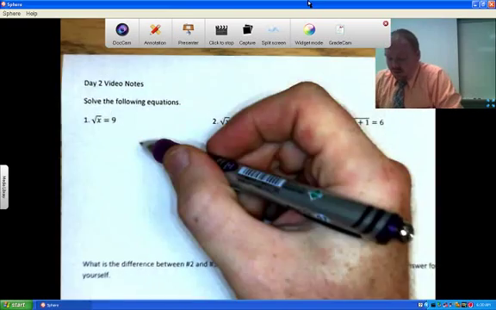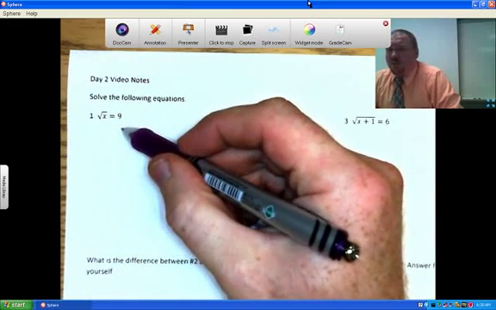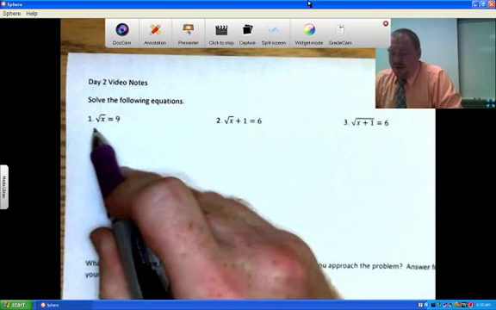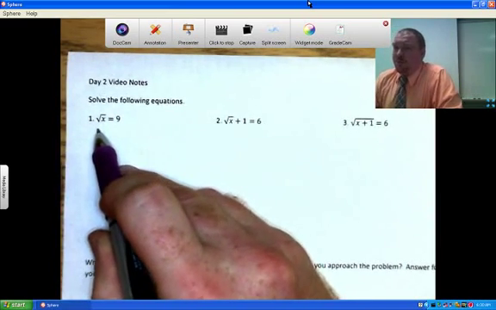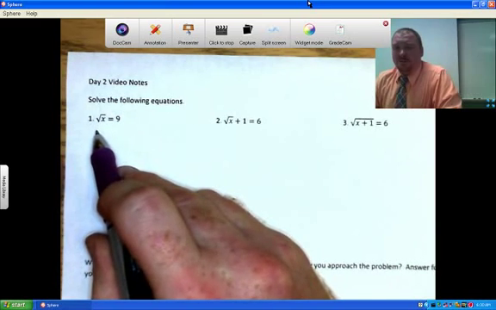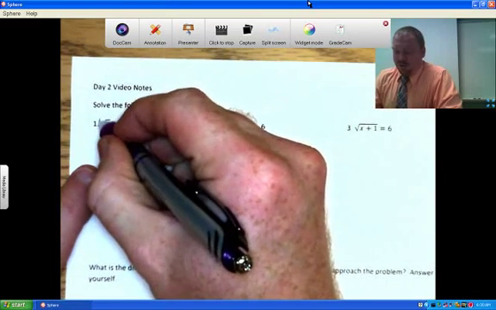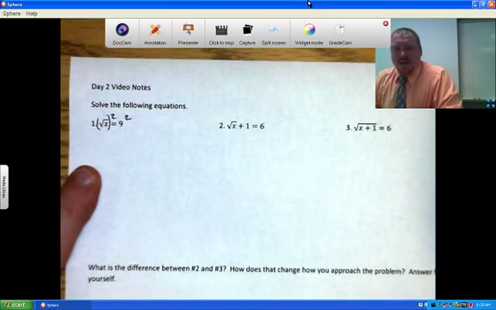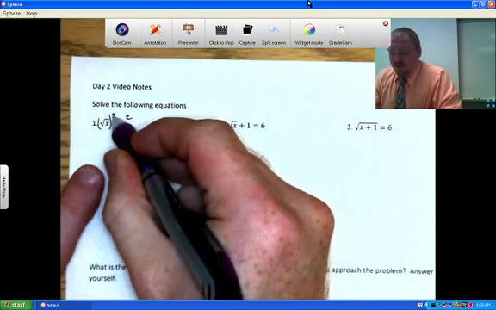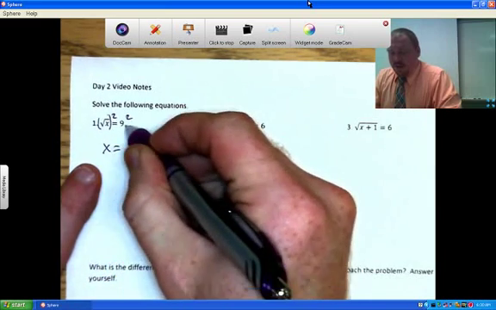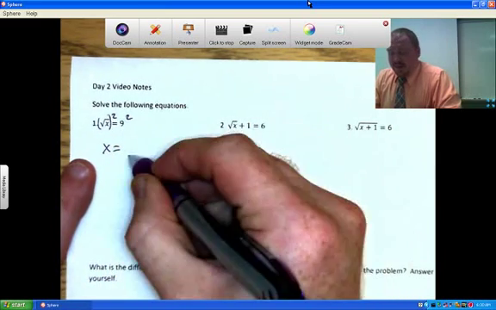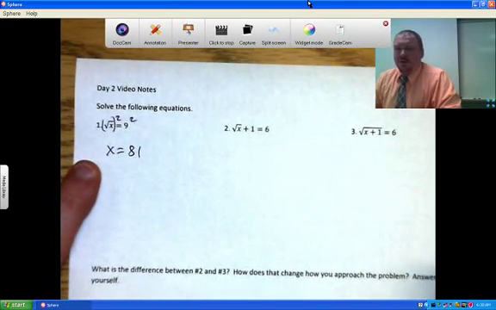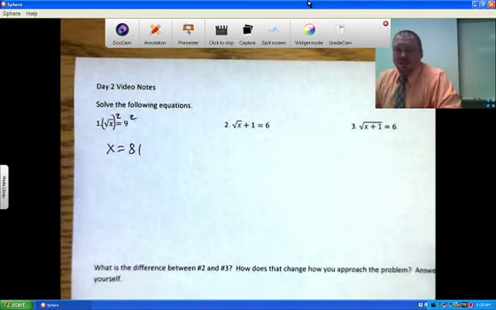In the first equation here, we have the square root of x equals 9. Well, we have to undo that square root to get the variable out from underneath it. So what we're going to do is square both sides. And in doing so, the radical goes away, and we get 9 squared, which is 81. That's the end of the first one. These can be really, really simple.